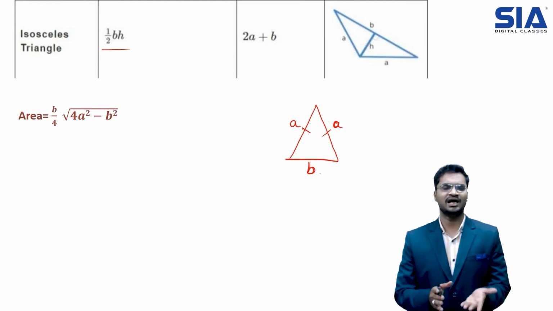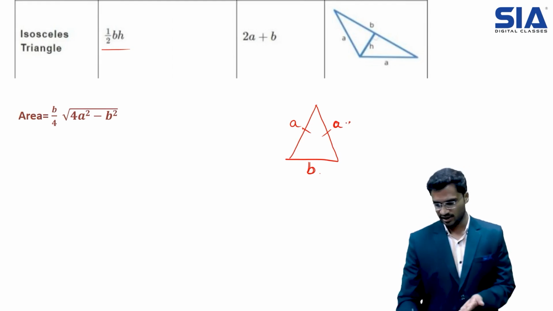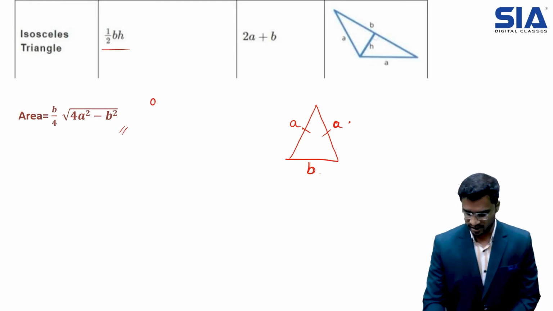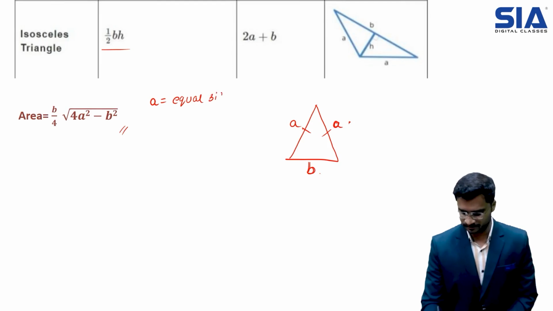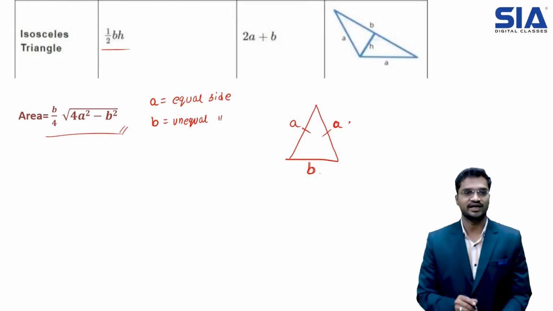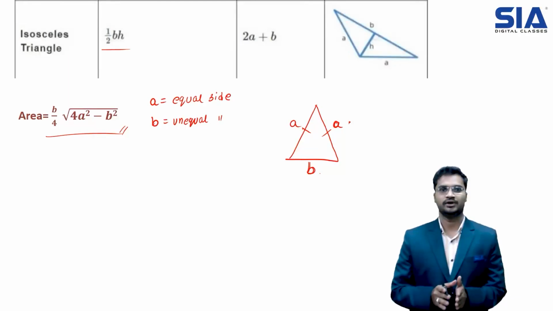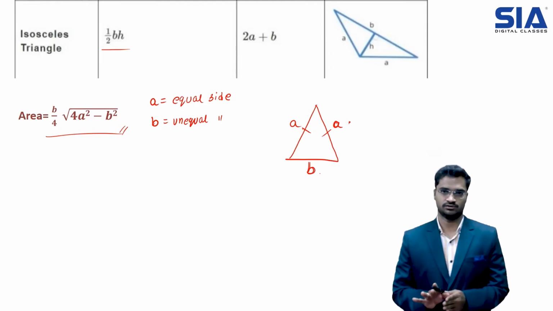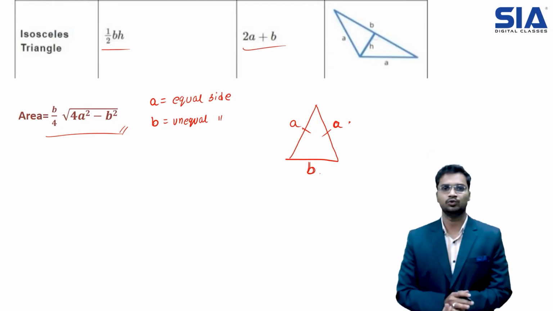If base and height are not provided, but equal and unequal sides are provided, then this formula should be used, where A is the equal side and B is the unequal side. Then the area will become B by 4 times the square root of 4A square minus B square, and the perimeter is 2A plus B.